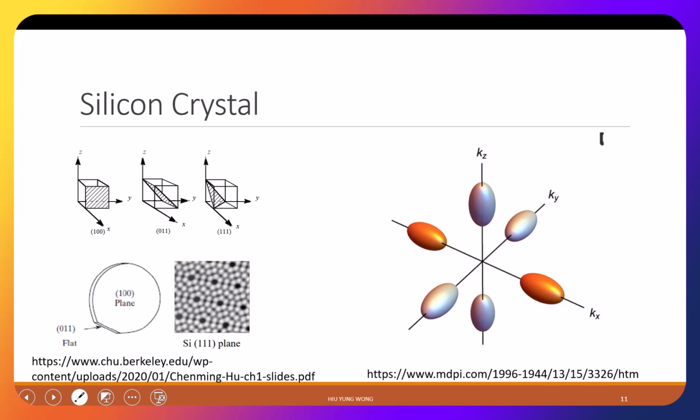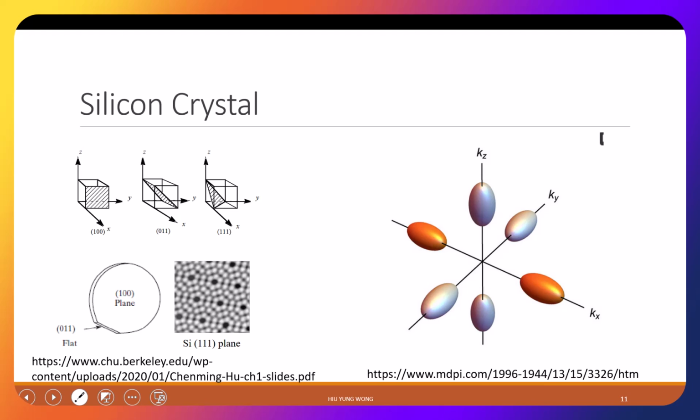Isotropic is the same in every direction. So if you have an empty space, it's isotropic, right? I go up, down, left, and right, my property is the same. But not really, right? So let me stop here. You have different orientations. This is the so-called Miller index. This is the 100 direction, this is the 011 direction, and this is the 111 direction. It's just talking about the direction of the plane.